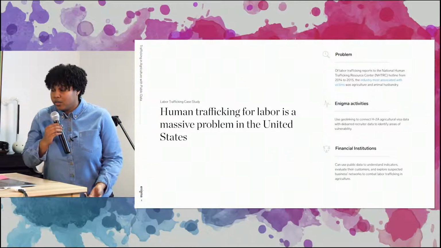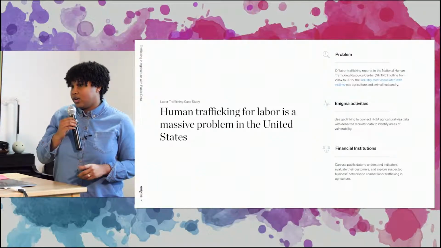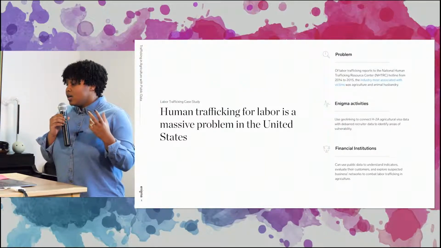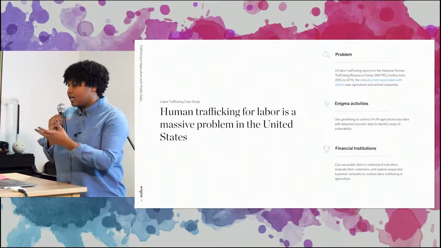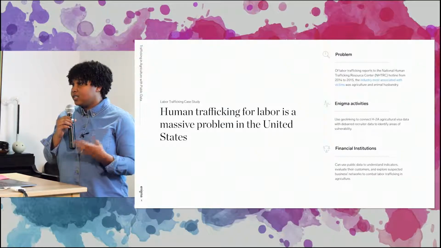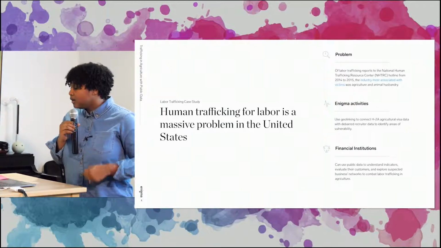And so at Enigma, the way we were able to link data is by linking some public data around agriculture visa applications and connecting it to a data set about recruiters that have been debarred for potentially suspicious behaviors as it relates to agriculture visas and labor.